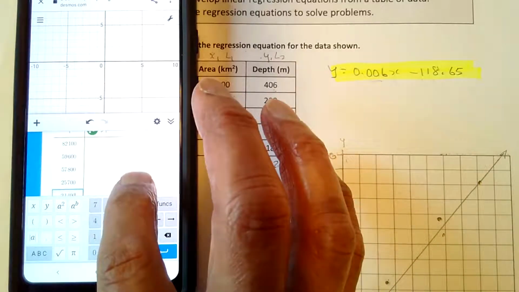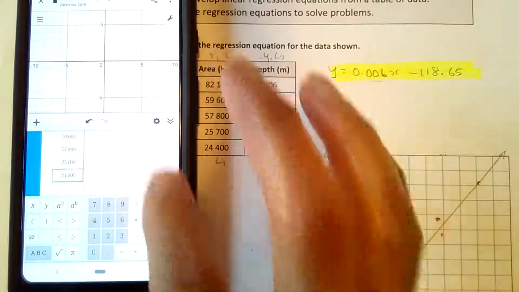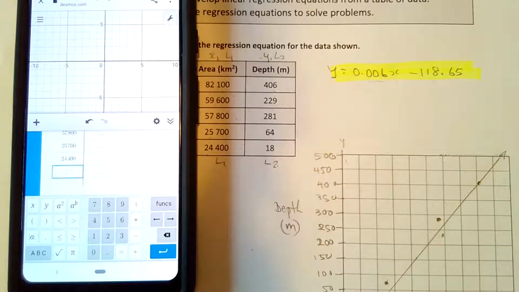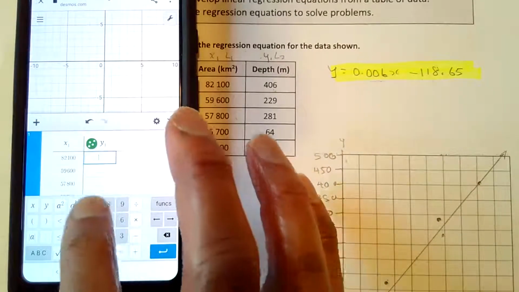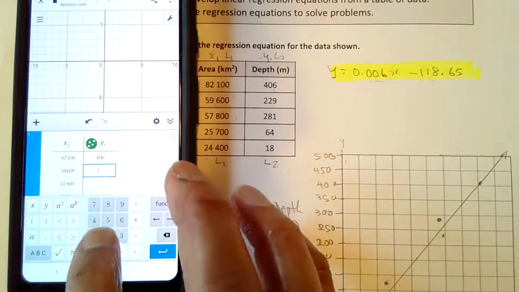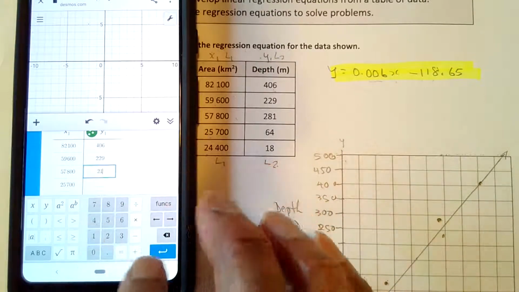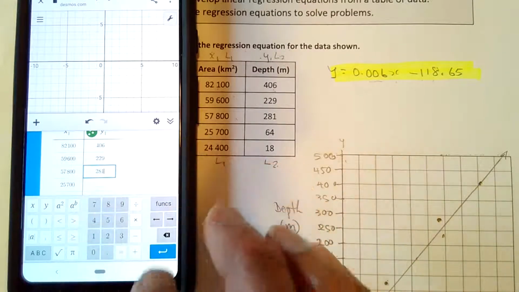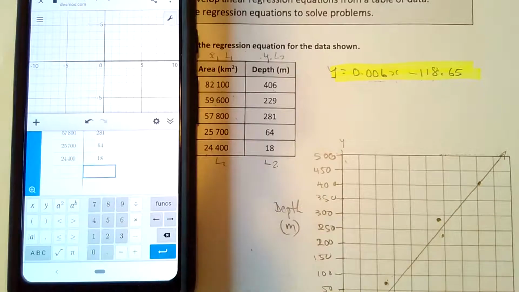Now, this is our set of data: 82,100, 59,600, 57,800, 25,700, and the final one, 24,400. Now we need to enter our Y values. First one is 406. Enter. 229. 281. 64. And 18. There's our set of data.